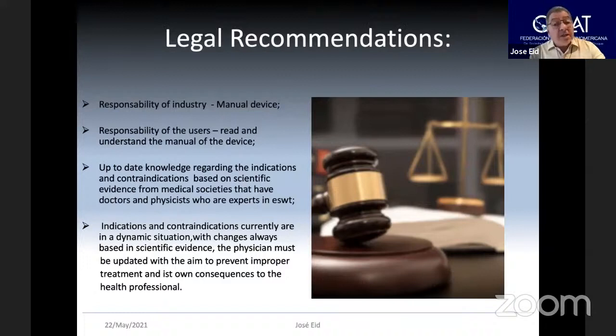There is a big responsibility on us, the users, the physicians, to read and understand the manual of the device. We need up-to-date knowledge regarding the indications and contraindications based on scientific evidence from medical societies that have doctors and physicists who are experts in this medical field of shockwave treatment. Indications and contraindications are currently in a dynamic situation, always changing based on scientific evidence. So the physician must be updated with the aim to prevent improper treatment and its own consequences to the health professional.